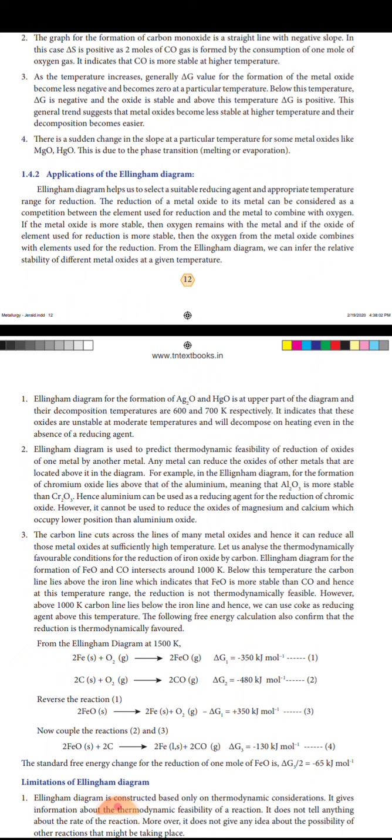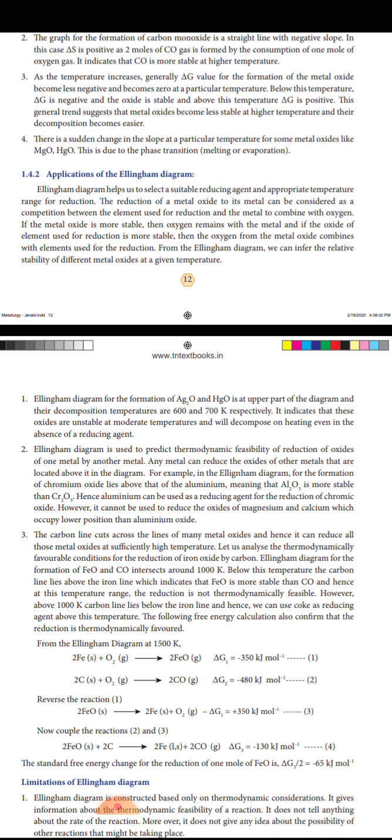The Ellingham diagram lines for the formation of Ag2O and HgO are at the upper part of the diagram, and their decomposition temperatures are 600 and 700 Kelvin respectively. This indicates that these oxides are unstable at moderate temperature and will decompose on heating even in the absence of the reducing agent.